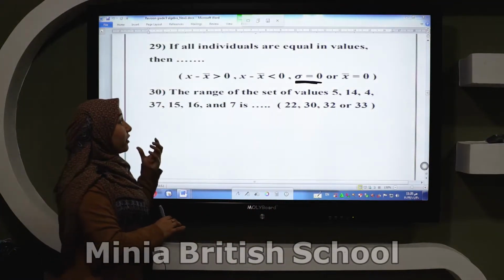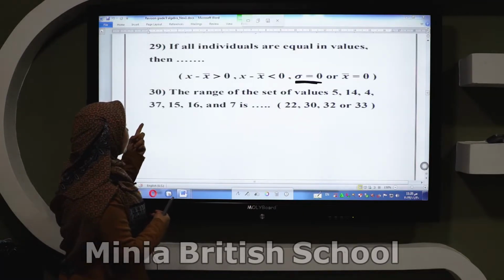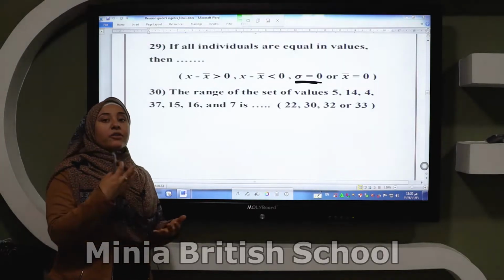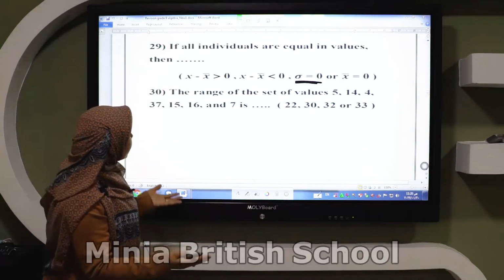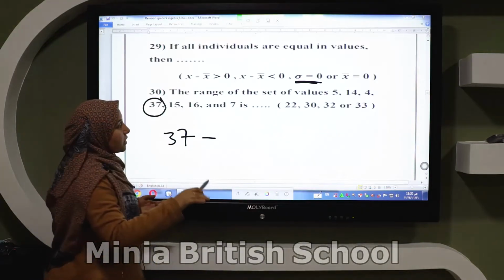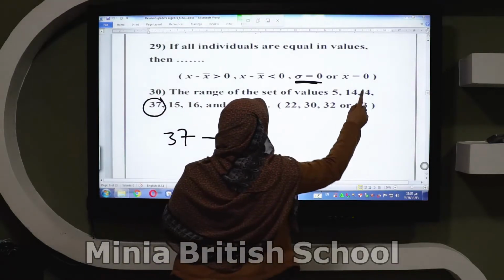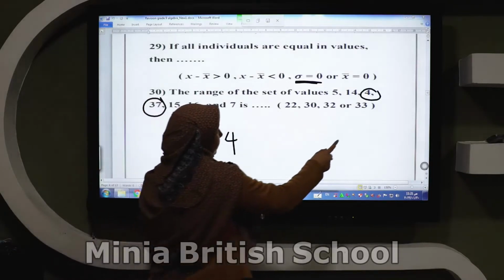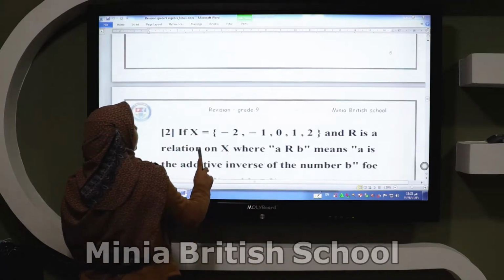Last one, the range. The range of the set of values 5, 14, 4, 27, 15, 16, and 7 equals what? Yes, the range equals the greatest value minus the smallest value. The greatest value here is 37, good, minus the smallest value, which is 4. So 37 minus 4 equals 33. Okay.